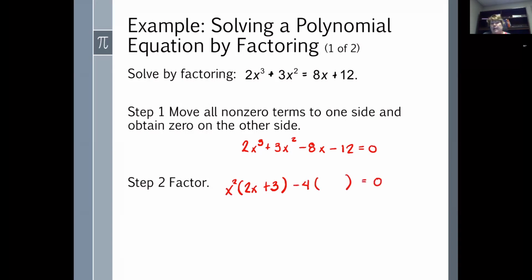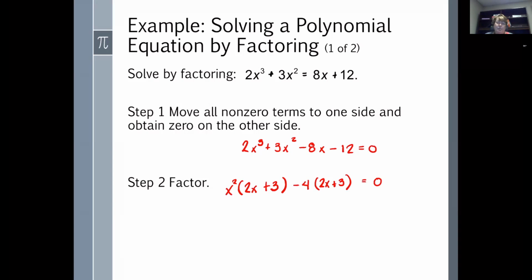When I factor a negative 4 from negative 8x, what am I going to have left? A 2x. Does that check? Is negative 4 times 2x negative 8x? Yes. Now I'm going to factor a negative 4 from a negative 12. When I factor a negative 4 from a negative 12, I have left a plus 3. And I do a quick check. Is negative 4 times plus 3 negative 12? And the answer is yes. So I have factored this correctly so far.